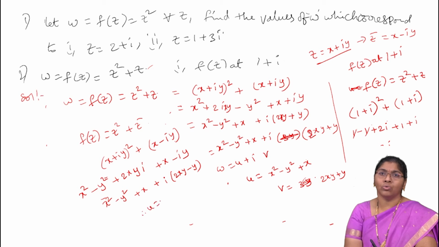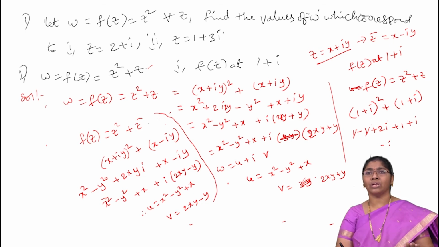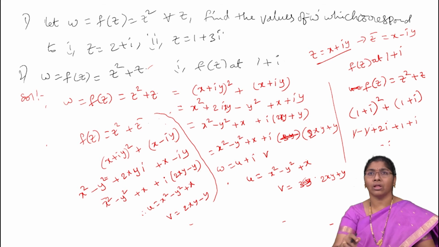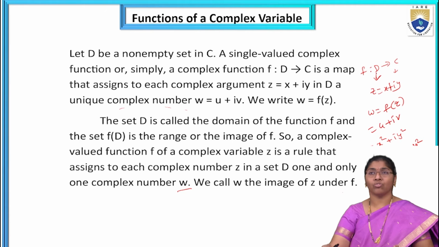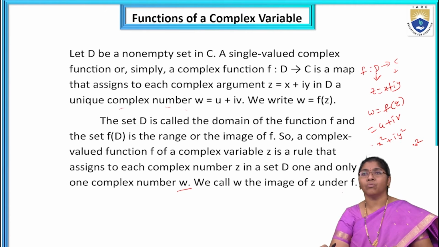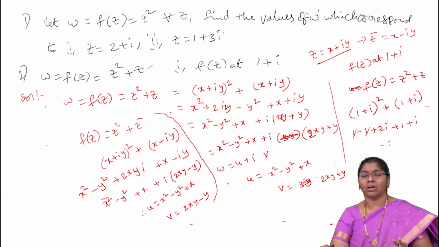That means x square minus y square plus x plus i times (2xy minus y). Therefore, u equal to x square minus y square plus x, and v equal to 2xy minus y. This is another method. If they are given z bar, compulsorily we substitute x minus iy. In z equal to x plus iy, the conjugate is z bar equal to x minus iy. This is the complete condition of functions of complex variables. Here z equal to x plus iy and z bar equal to x minus iy. Now that is the conclusion of that one.